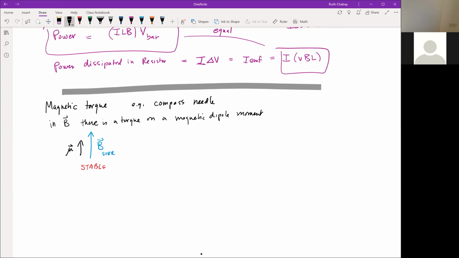But if the magnetic dipole moment is pointing down, opposite to the magnetic field, this is an unstable situation, and the slightest jar to it will make the moment rotate back. And it turns out that the magnetic torque is actually given by the expression μ cross B, where μ is the magnetic dipole moment.